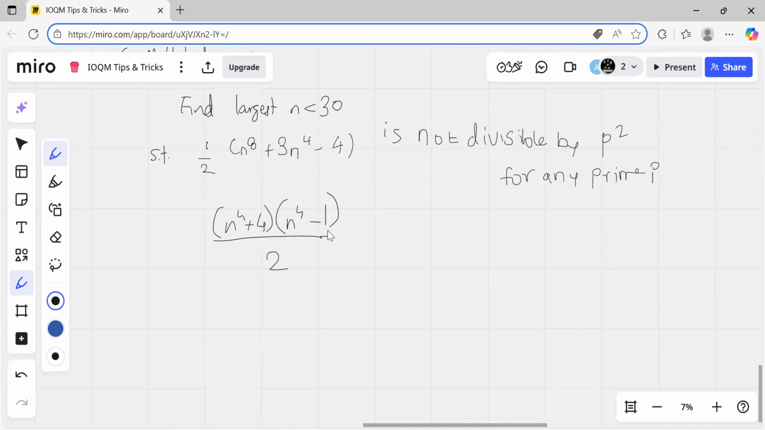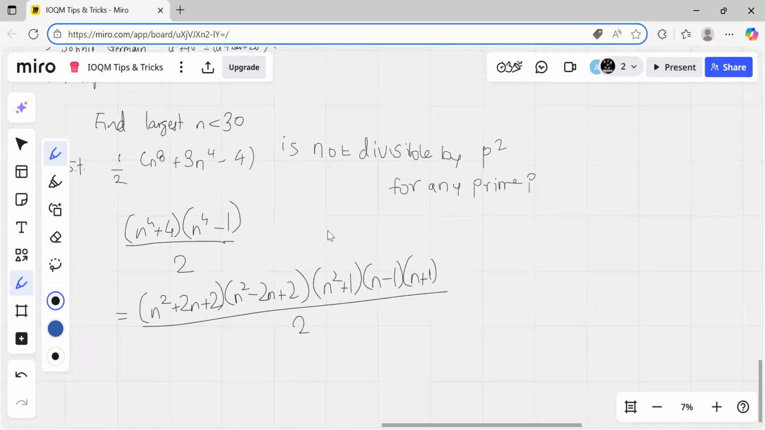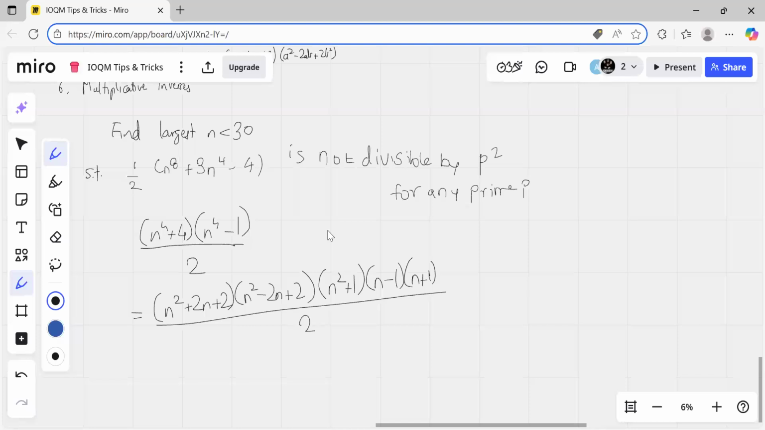Why, Sophie? n to the power 4 plus 4 gives n square minus 2n plus 2 and n square plus 2n plus 2. And n to the power 4 minus 1 gives n square minus 1 times n square plus 1, so n minus 1, n plus 1, and n square plus 1. So this is the expansion. Okay, and now GCD stuff, I guess, since some of them might be co-prime. Yeah, exactly. Does anyone want to do the case bash?